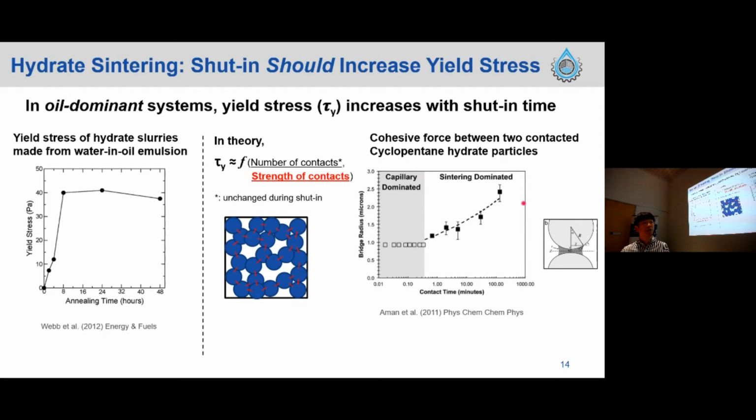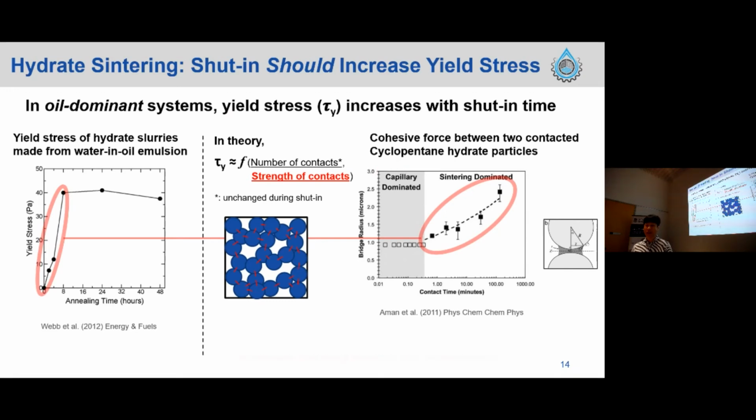The strength of contact may correspond to the cohesive force between hydrate particles. The right figure shows the cohesive force between two contacted cyclopentane hydrate particles. In this data, the cohesive force stayed constant in the first 30 seconds, but after that it started to increase because of hydrate sintering at the contact point. These results suggest the microscopic view may connect the increase in yield stress to the increase in cohesive force.